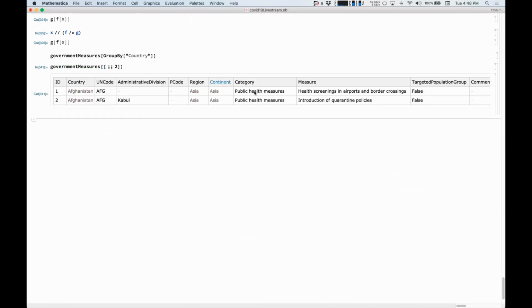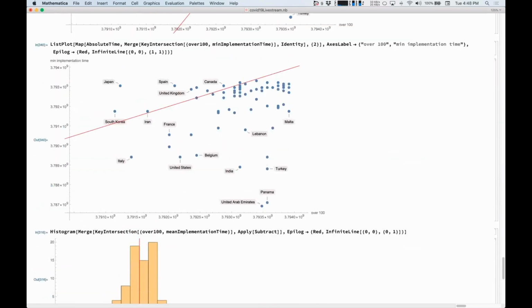Just the first two rows. So measure. Okay, so we'll get the group by country. Somebody was asking to make that plot we just made, but without absolute times, with actual times on the axes. Is that easy to do? You can do it on one axis. Yeah. We don't have a date list plot.